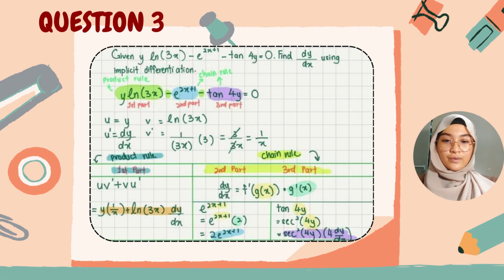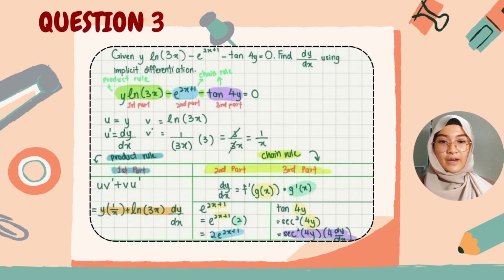So for the first part, we need to use the product rule because there are 2 functions, which are y and ln 3x. So we need to apply the product rule. For the formula, we use dy dx equals u prime v plus u v prime. So we need to find everything. For u, which is y, u prime is going to be dy per dx. Then v equals ln 3x, and v prime will be 1 over 3x multiplied by 3.